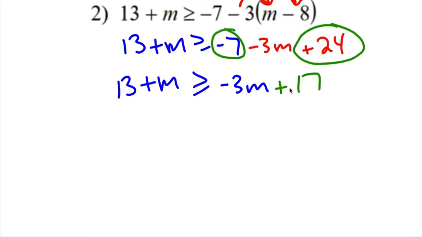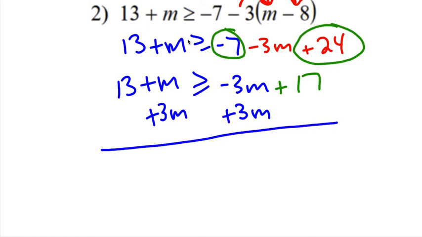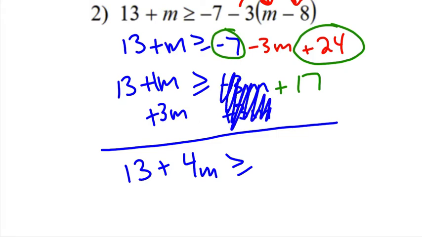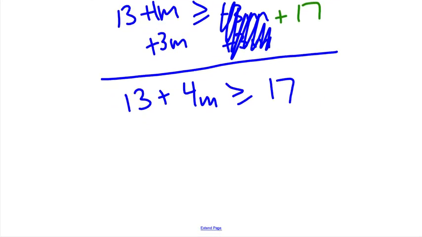Now both sides are cleaned up. The only thing I can do now is start moving things around. So I'm going to move the variable to the left, so that means adding 3m. So add 3m to both sides. Left-hand side is 13 plus, remember this is like a 1m, so 1m plus 3m is 4m. Is greater than or equal to, negative 3m plus 3m is 0, so those are gone. And then I have a positive 17.